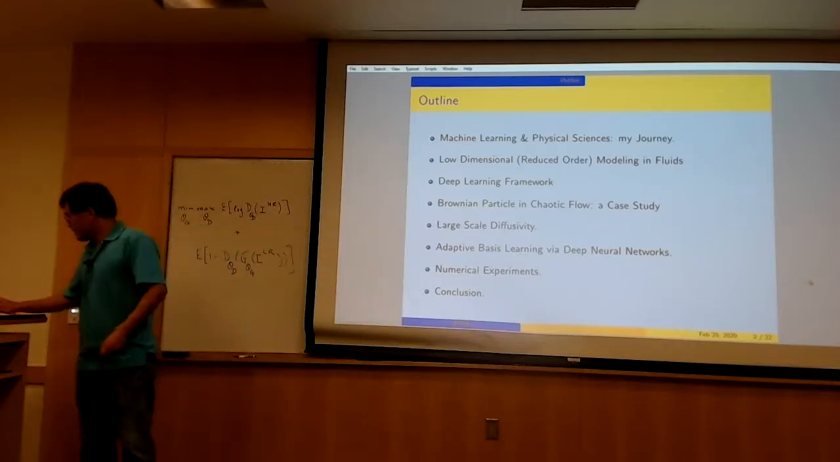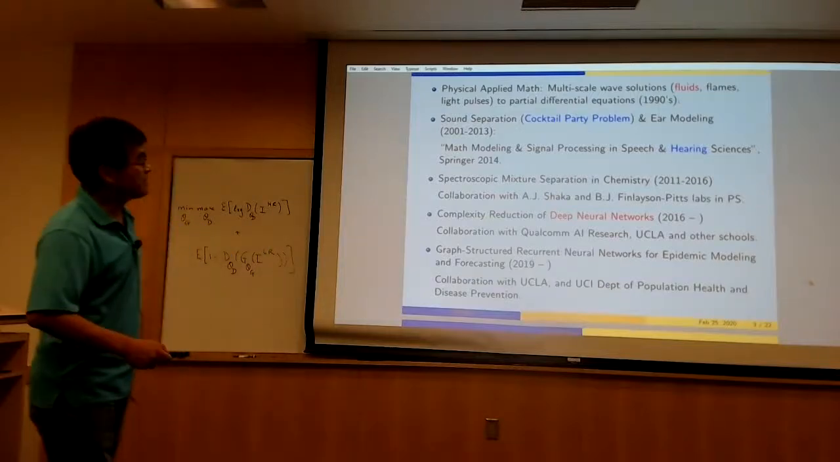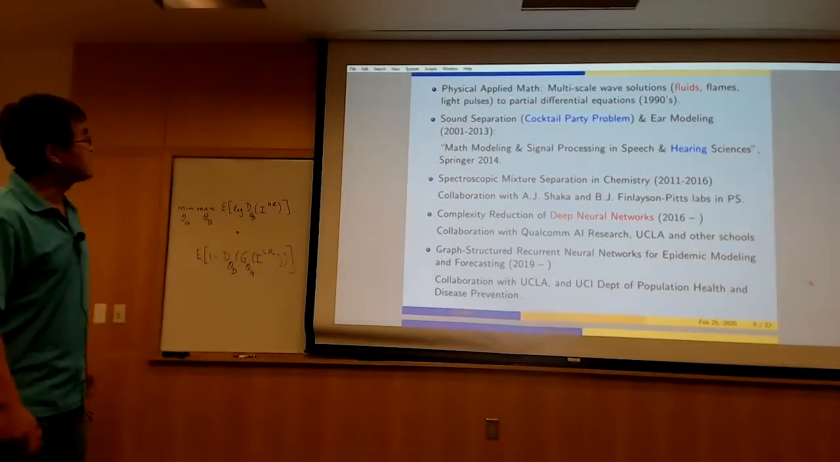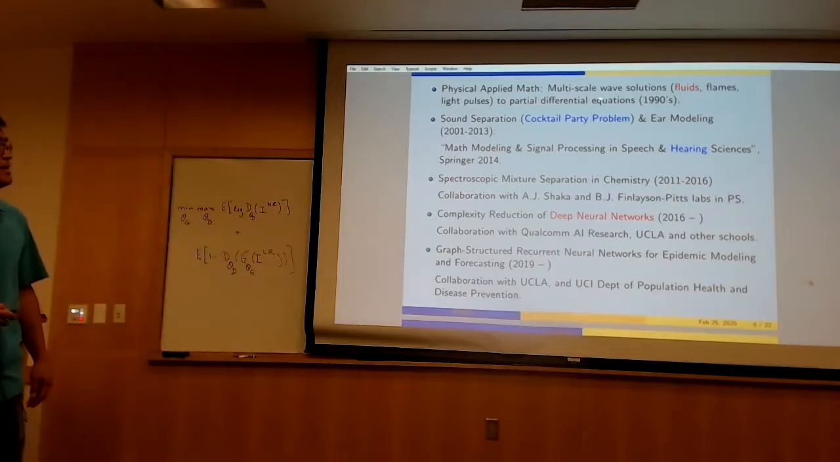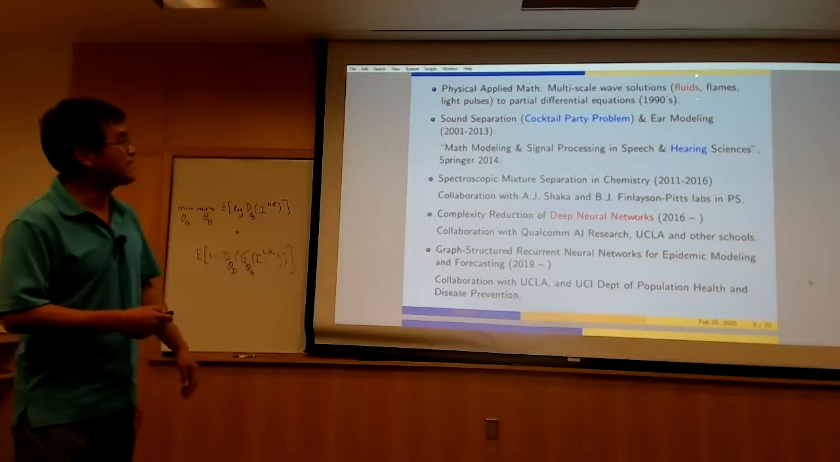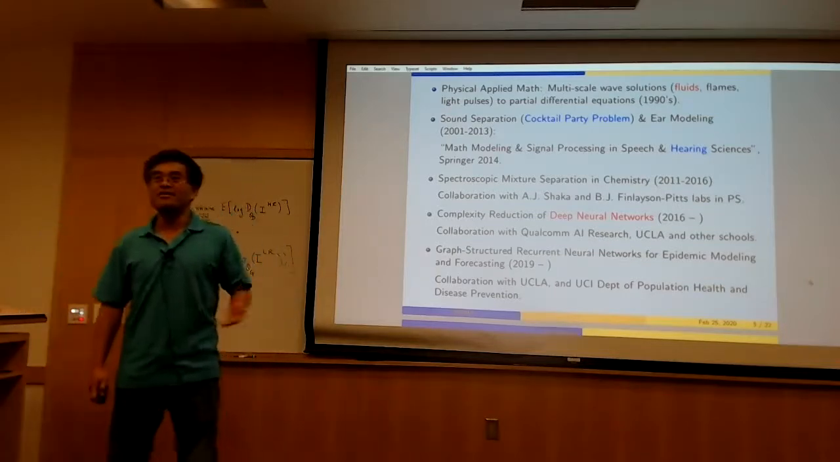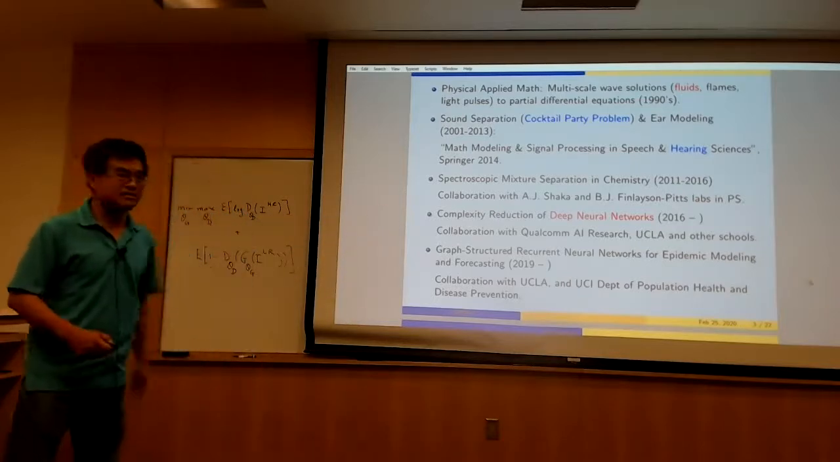Okay. So first of all, I started out in the 1990s studying traditional physical applied math, and so that is applied mathematical tools to solve problems arising in physics. For example, fluid dynamics, flames, light pulses. So depending on which quantity you look at, you could be looking at partial differential equations from classical mechanics, or Maxwell equations, and so on, right? Wave equations, all that stuff.